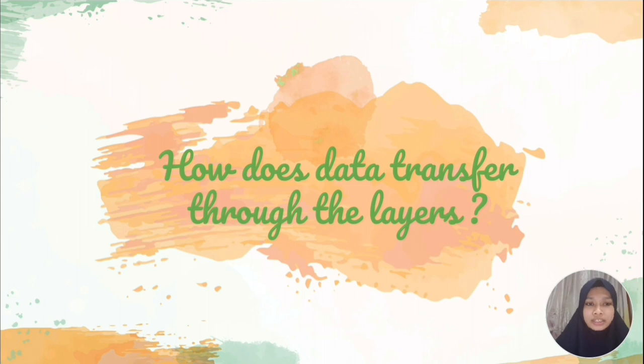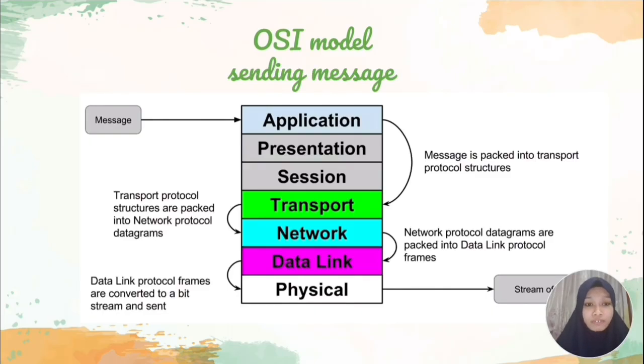How does data transfer through the layers? As we know, protocols connect the layer from one device to the same layer on another device. In order to do this, the message needs to be sent through different layers on the first device and sent up through the layers to another device. This is an example of the protocol stack model, which is the OSI model, showing how the message is being sent.